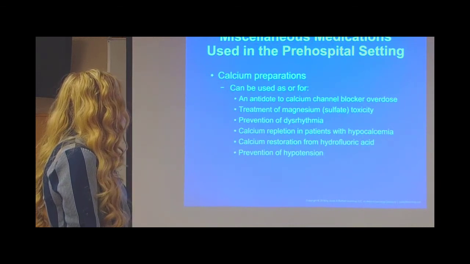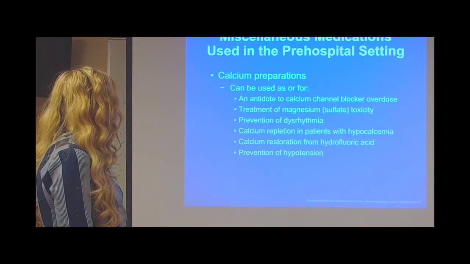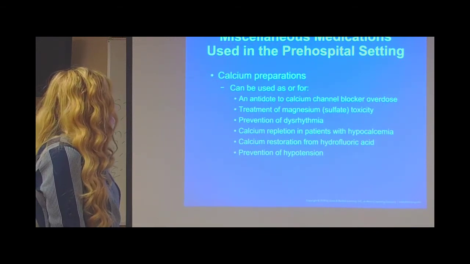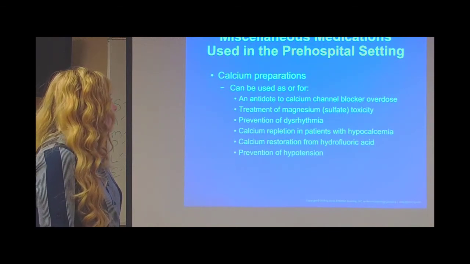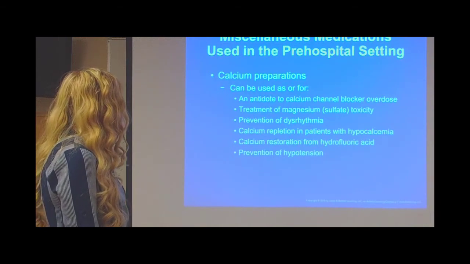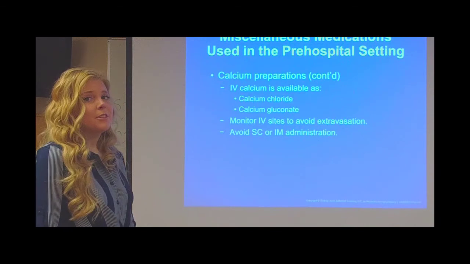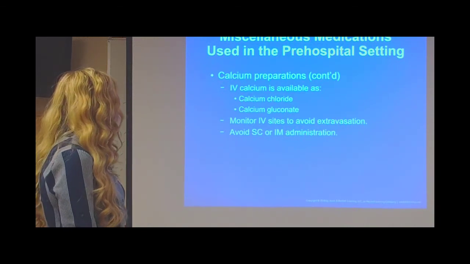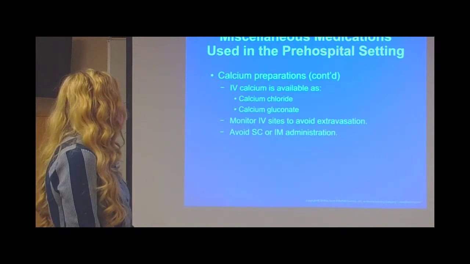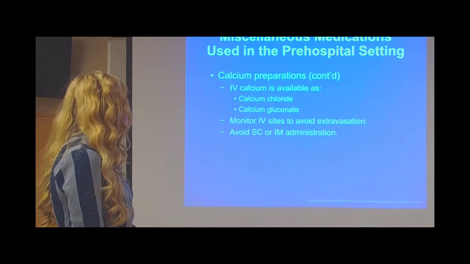Calcium preparations can be used as an antidote to calcium channel blockers. You can treat magnesium toxicity with it. It's also used for calcium repletion in patients with low calcium, calcium restoration from hydrochloric acid, and you can prevent hypotension with it. Calcium comes IV two ways, calcium chloride and calcium gluconate. It's common to cause extravasation, so you have to be careful when giving it IV, but it should never be given sub-Q or IM.